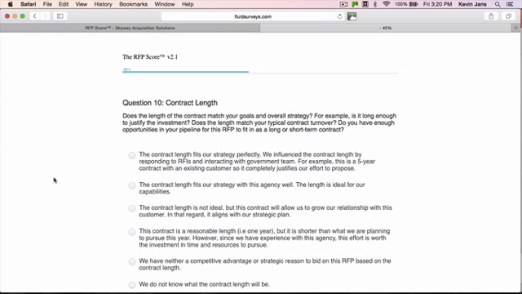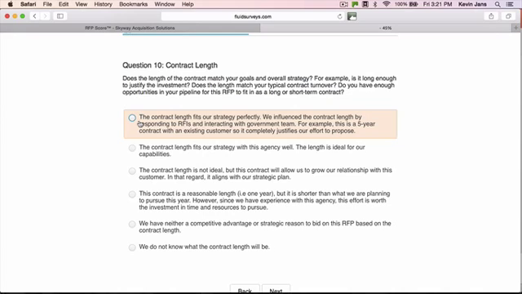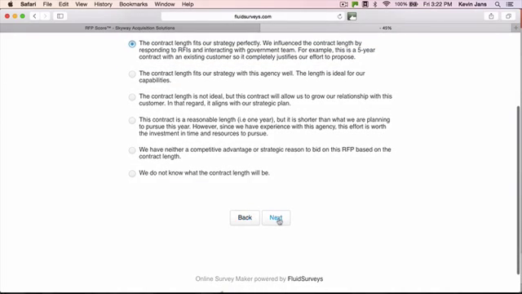Question 10, contract length. Does this match your goals and your overall strategy? Is it a 5-year contract? Is it a 2-year contract? Is it a 1-year contract? There are a lot of things to consider in here. So let's say the contract length fits our strategy perfectly. Okay, it's a 5-year contract. It's worth us investing our time in.